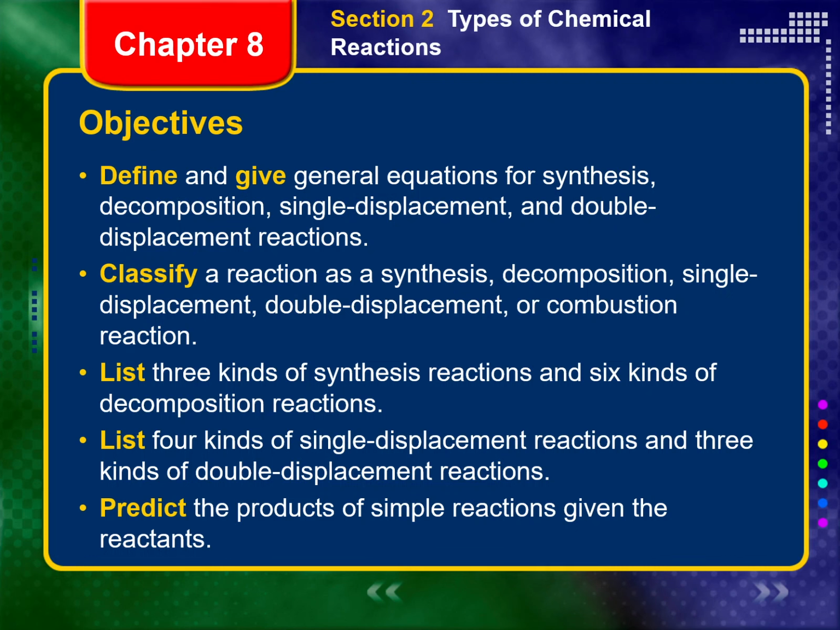At this point, you should be able to fully define and give general equations for synthesis, decomposition, single displacement, and double displacement reactions. Classify a reaction as a synthesis, decomposition, single displacement, double displacement, or combustion reaction. List 3 kinds of synthesis reactions and 6 kinds of decomposition reactions. List 4 kinds of single displacement reactions and 3 kinds of double displacement reactions. And predict the products of simple reactions given the reactants.